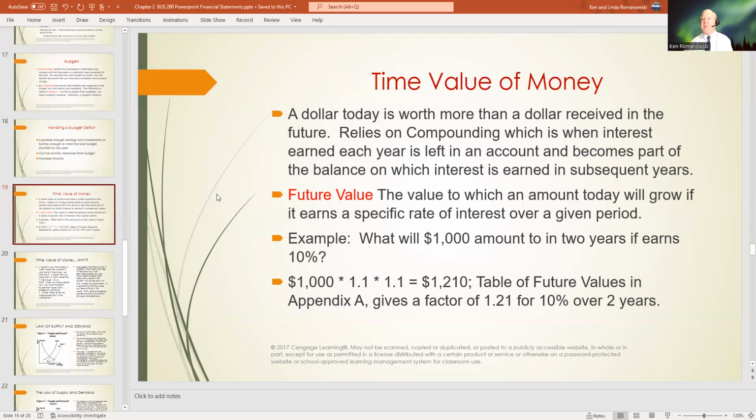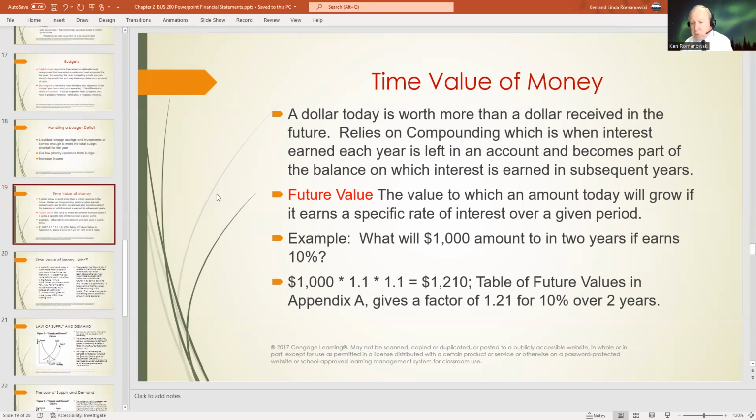However, remember that the interest for the first year has now become part of the principal, so that you're earning interest not only on the original $1,000, you're now earning it starting the second year on the $1,100, which was the principal plus the first year worth of interest.